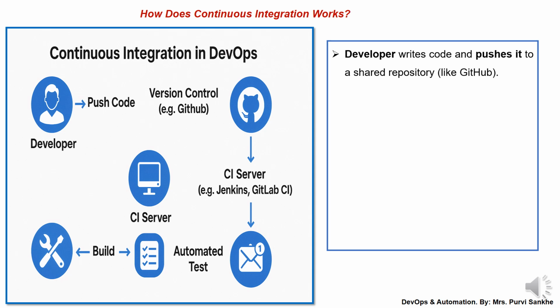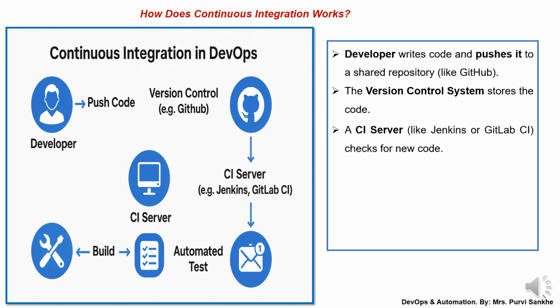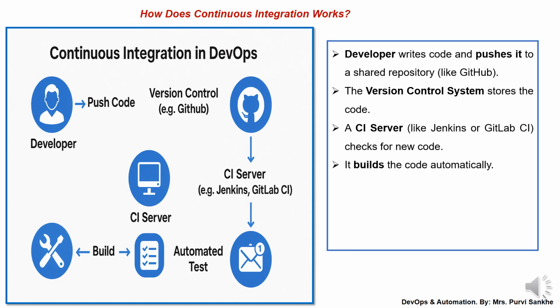For example, here we have mentioned it as a GitHub. Okay. So the version control system stores the code, whatever code has been pushed. A CI server like Jenkins or GitLab CI checks for that pushed new code, and then it builds the code automatically, and then it runs the automated tests to check for errors. This is how continuous integration works in DevOps.